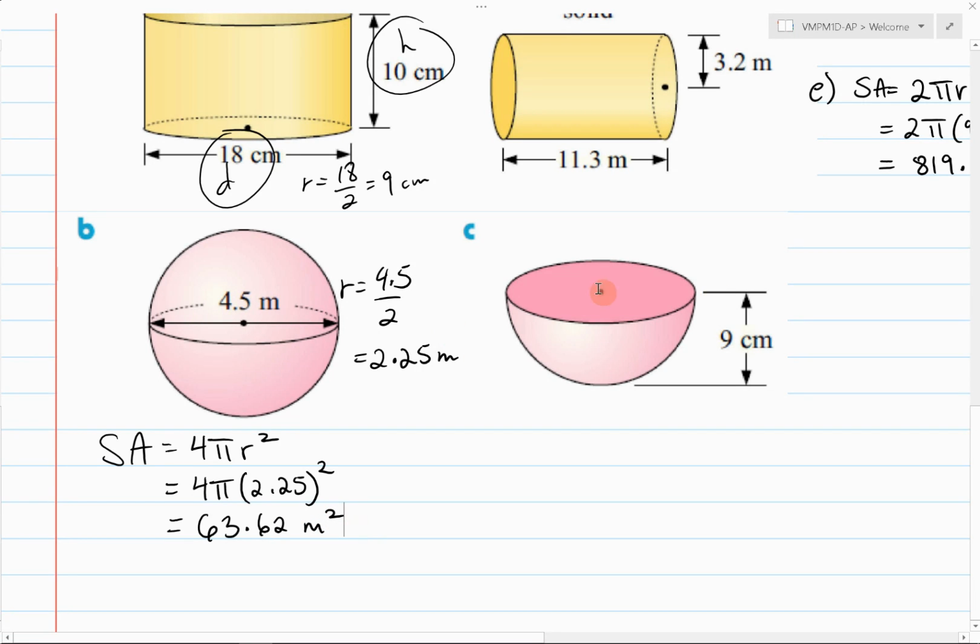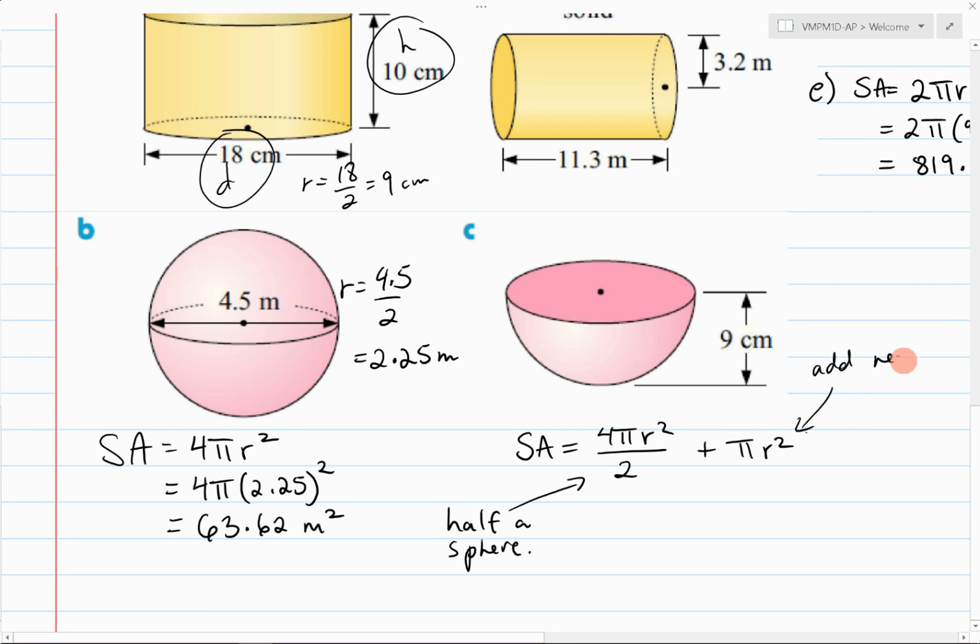How does it change for half a sphere? Well, you take the surface area of an entire sphere, so surface area equals 4 pi r squared, but you have to divide it by 2, because this is only half a sphere. But by cutting it in half, you also introduce a new surface to calculate. You have to calculate the surface of this circle. This is another area you have to calculate. So I'm going to add the area of the circle. So add the new exposed surface.